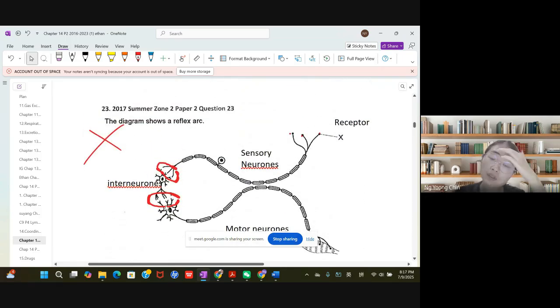Another thing I want you to know is how I identify whether it is a sensory neuron or not. I will look at this structure. You can see that in the sensory neuron, the cell body is located at the middle. This is a special feature of the sensory neuron.